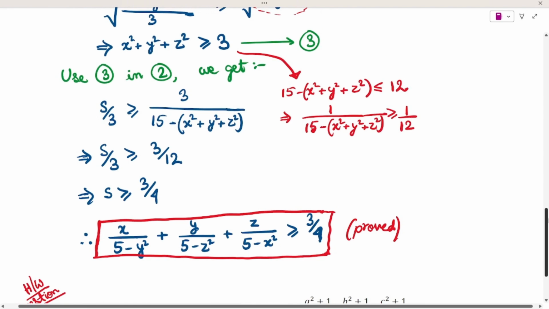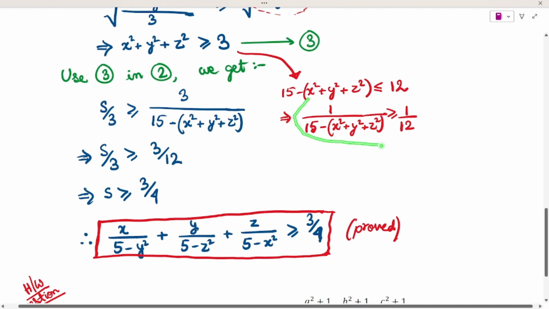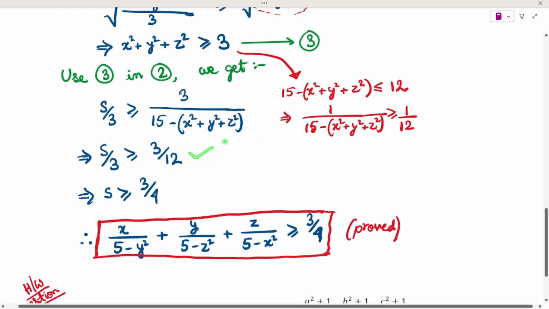So we can indirectly say that s by 3 is greater than equal to 3 by 15 minus x squared plus y squared plus z squared, which came from our second equation, right? So from the second equation we got that. Now we can replace this entire thing from this inequality, and we can say that s by 3 is greater than equal to 3 by 12.